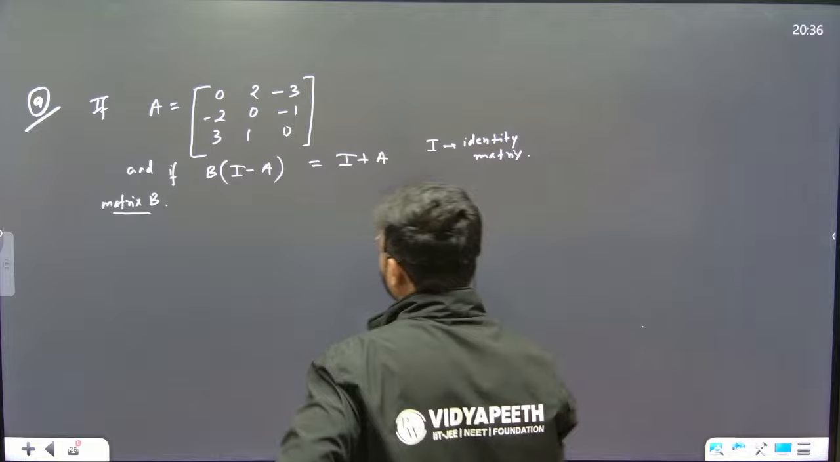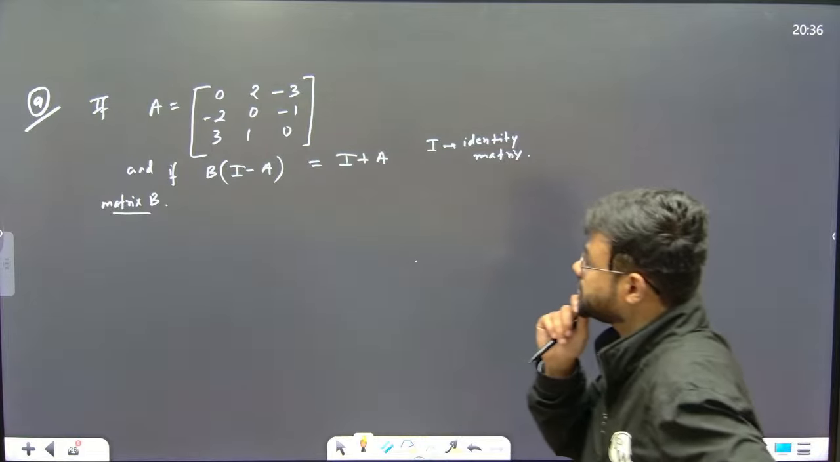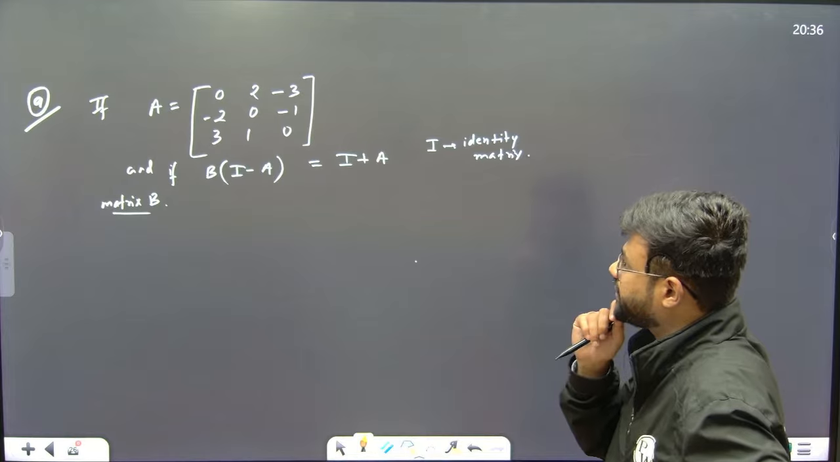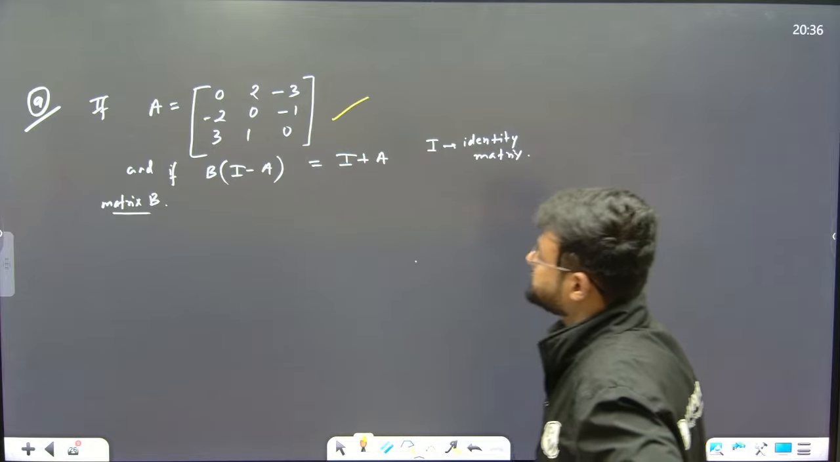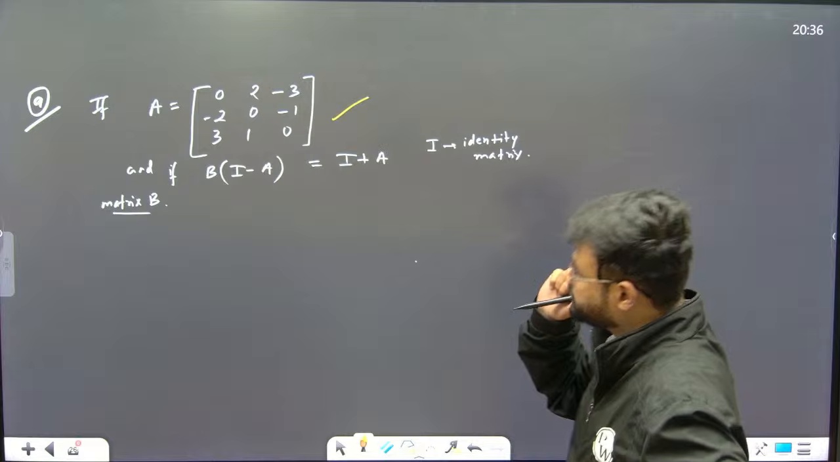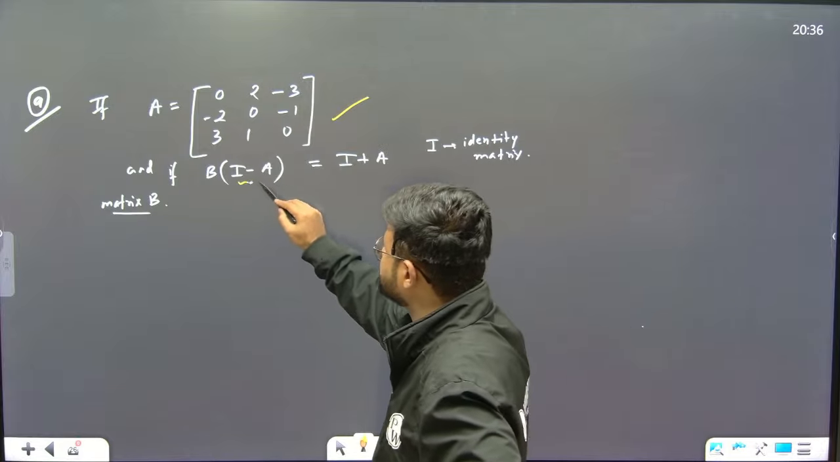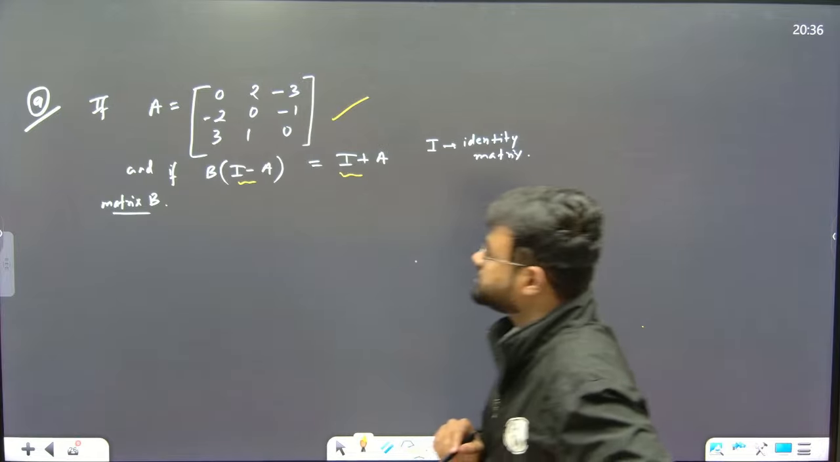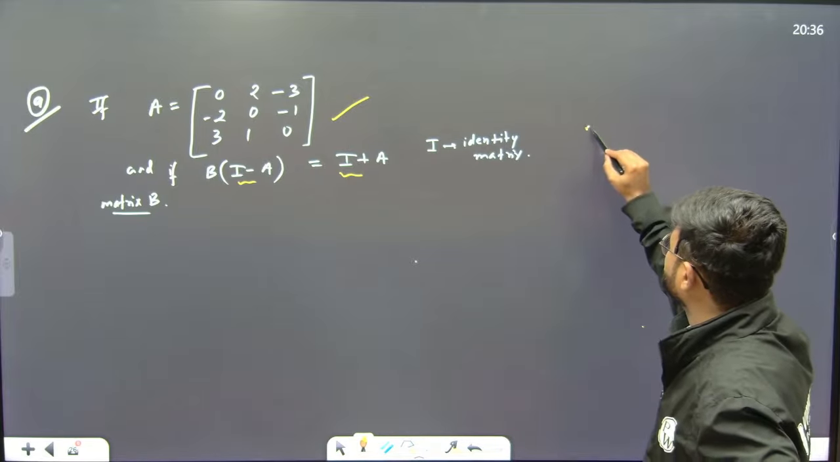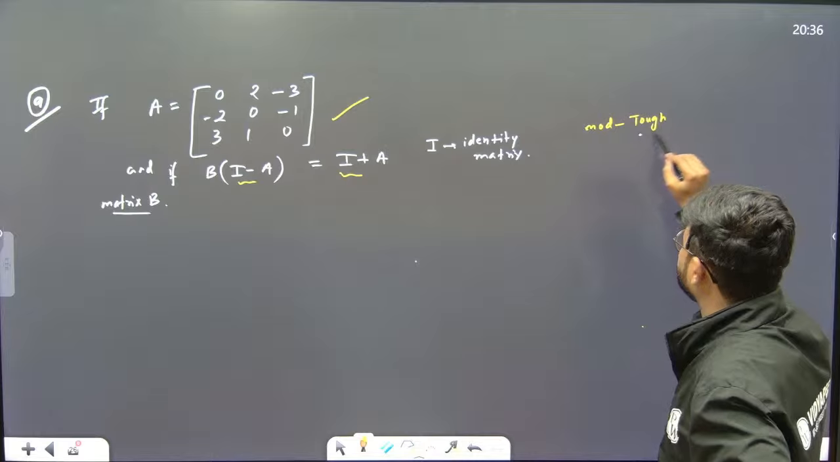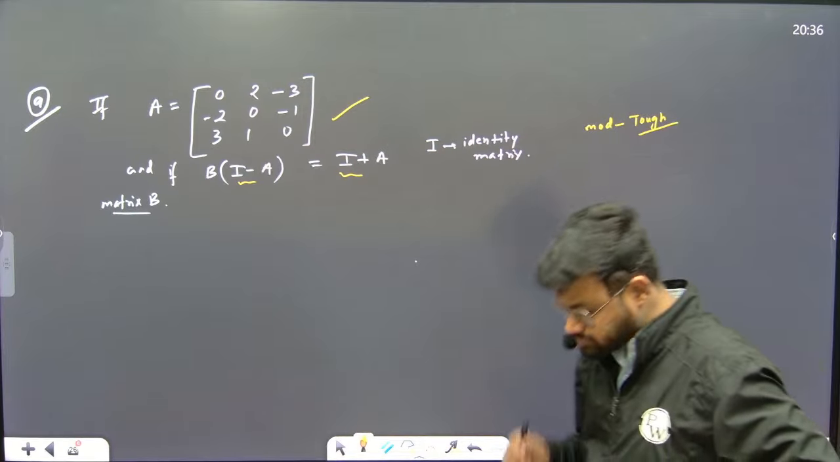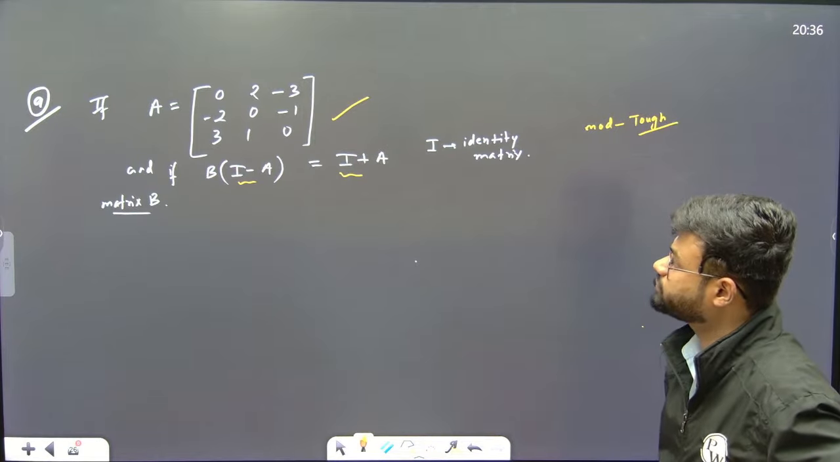So how will we tackle this question? Matrix B we have to find, and information about matrix A has been given. So the first idea should be to find these matrices. I will rate this question between moderate and tough, because calculations are involved in this question, and the concept is also involved.